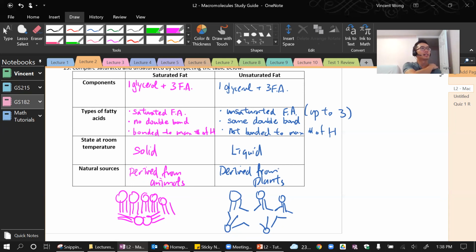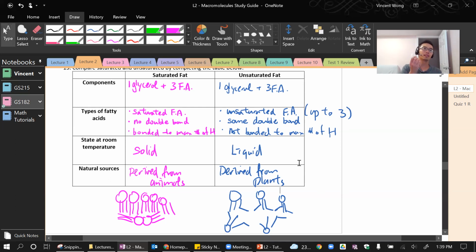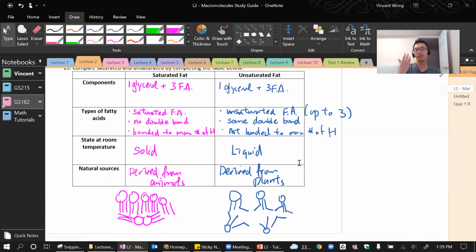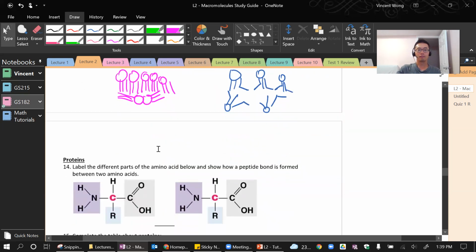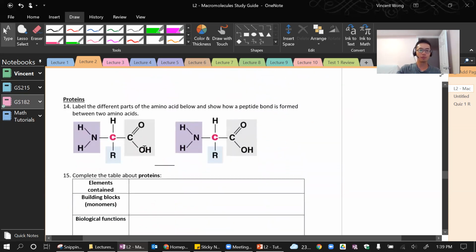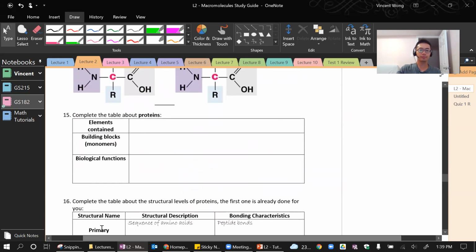Okay, so that's that. Chocolate, yeah, chocolate again. There is some fat in it, and you're right. The more fat content in the chocolate, the easier it is for it to melt. But typically we would think of chocolate as solid at room temperature. Okay, very good. Let's move on to proteins, shall we?